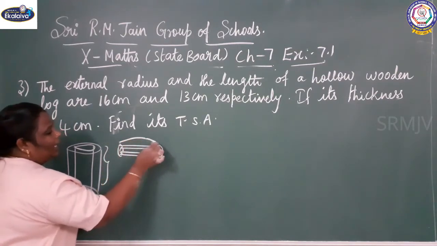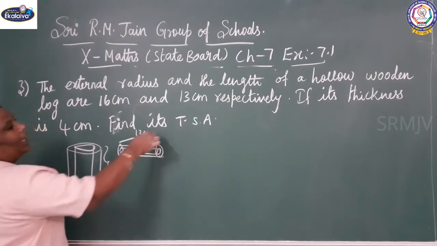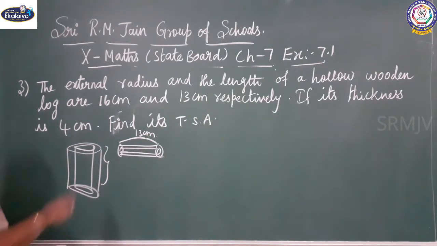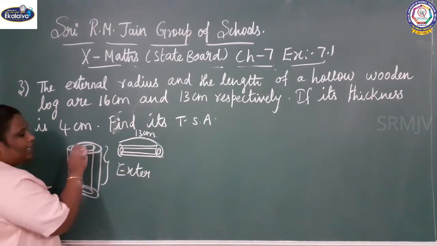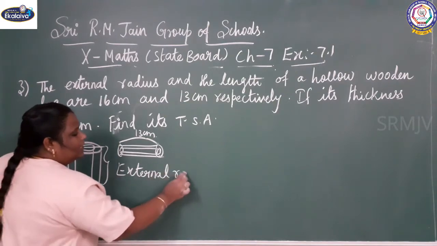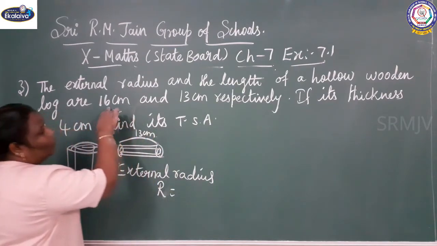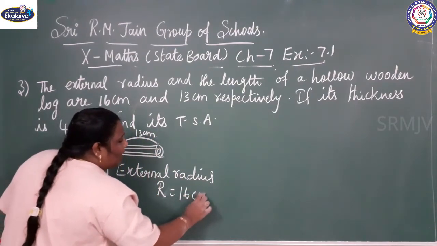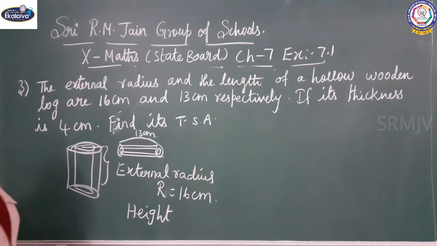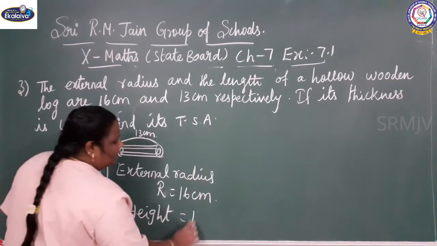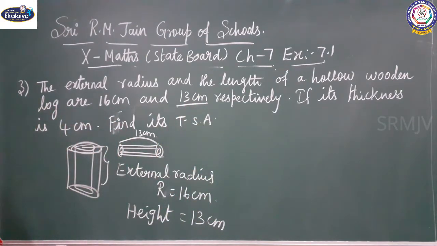For the wooden log, the length is nothing but the height. Height is 13 centimeter, and external radius, outer radius, capital R equal to 16 centimeter. The height of the hollow cylinder, the height of the log, is given as 13 centimeter.